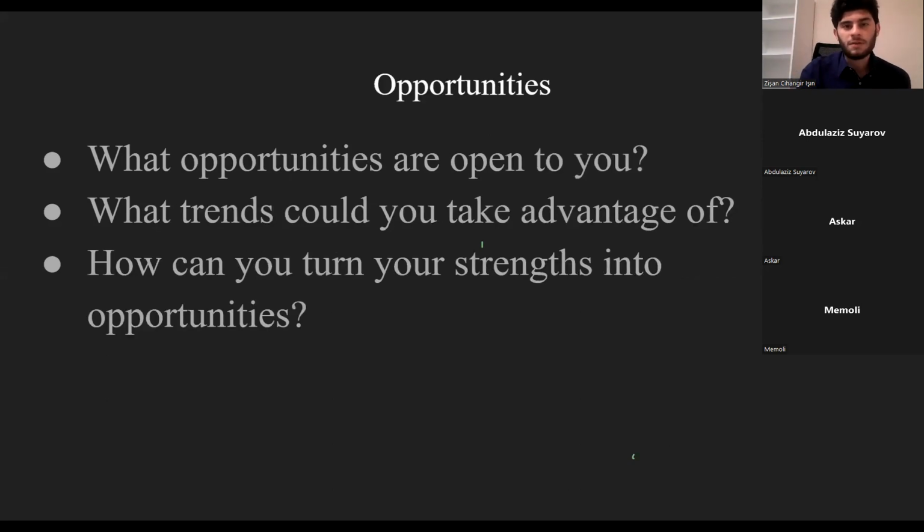The third part of the SWOT analysis is the opportunities. What opportunities are open to you? Usually opportunities are written according to the weakness part, because if you have a significant weakness, solving that weakness could be an opportunity for you to go forward in the business or gain a bigger market, and possibly many other things about your idea.